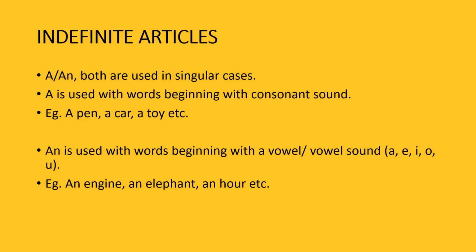In the same way, elephant starts with E and the sound is of a vowel, so we will use an elephant. But in the case of hour, H-O-U-R, it starts with H, which is a consonant, but the sound that comes is a vowel sound. So we will use an with hour. There's one thing to remember here, that H-O-U-R is pronounced 'our', not 'hover'. So correct pronunciation of hour is very important.